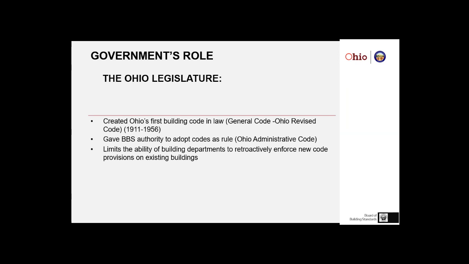Now, some of these laws that the legislature creates are also limitations for our board when we adopt the rules. So one of the limitations that we have to make sure that our rules are consistent with is the limitation of retroactive application of new building code rules on existing buildings. So many of the tragedies that we just discussed or that you just listened to may not have been able to be prevented. For example, we don't have the ability today to retroactively require sprinkler systems in existing buildings. Now, fire officials have more of an ability to do so than what building officials do. But generally speaking, existing buildings are allowed to remain as is.